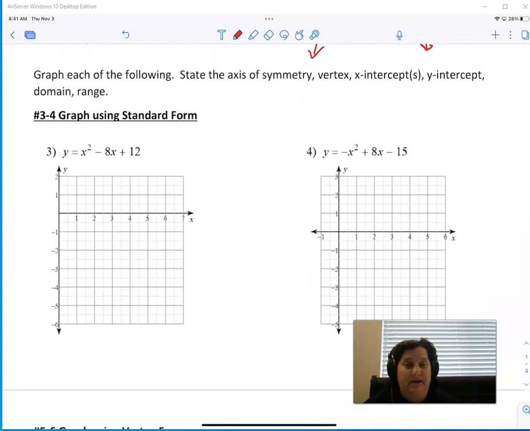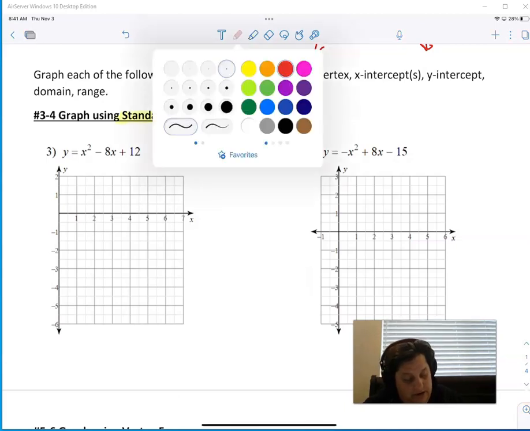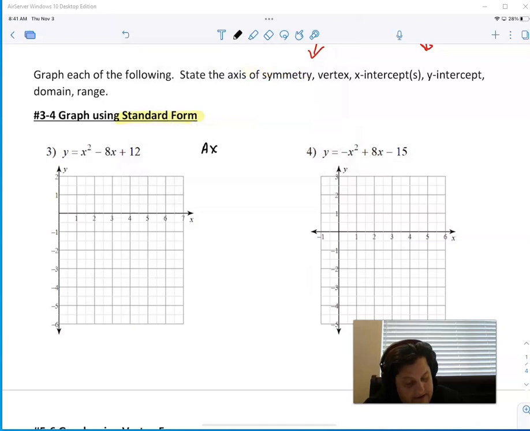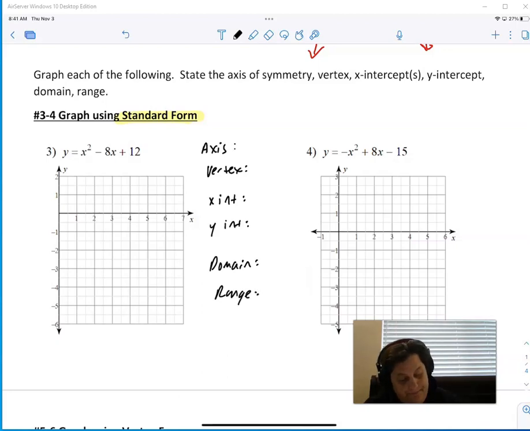All right, our next question is standard form. When you guys are doing standard form, we're going to find the axis of symmetry, the vertex, the x-intercept, the y-intercept, and then we'll just go ahead and state the domain and range. The axis of symmetry comes from negative b over 2a. You guys would like to write that somewhere on the board and have that for the test.